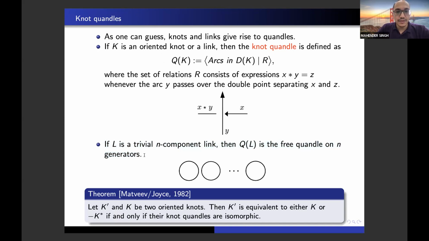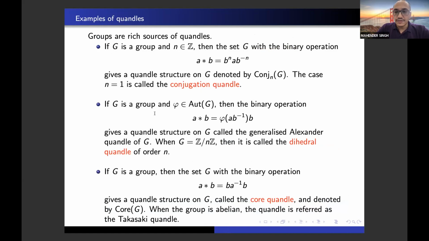All right, so let us see some examples. We already see that quandles come from knots, but as we saw in a couple of lectures, a lot of other algebraic structures also give rise to quandle structures. The simplest are from groups. If G is a group and you fix an integer n, then you can equip this set G with a new binary operation, a star b is b to the power minus n, a, b to the power n. It's a fairly easy check to see that this is a quandle. The case n equal to 1 is of particular interest. That's called the conjugation quandle.